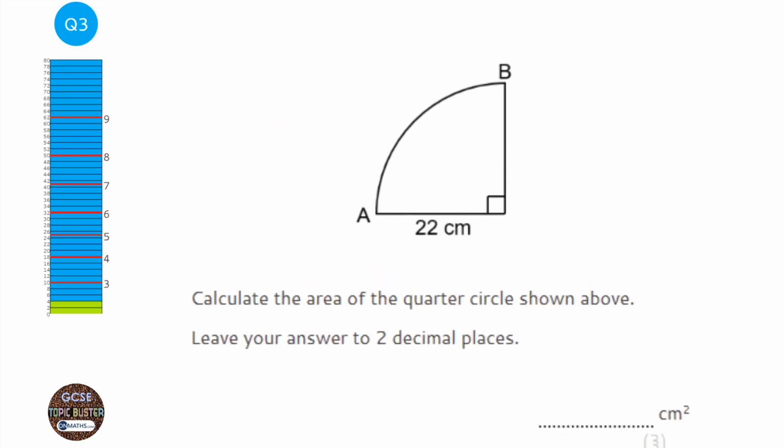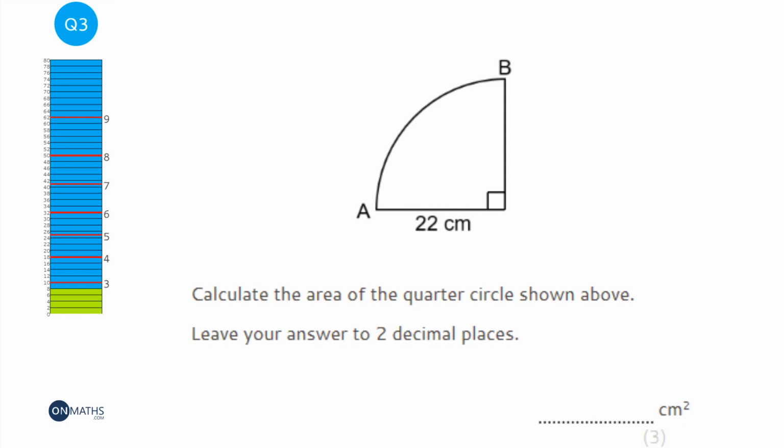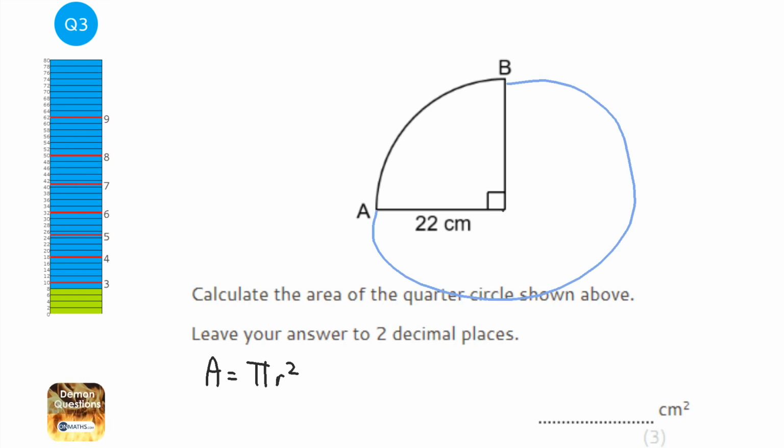So for this question, we just need to remember the area of a circle. Now the area of a circle is going to be pi r squared. Now that's the area for a full circle, my dodgy circle there, but we only have a quarter of it. Now if you have a look, that length there, the 22 centimeters, is going to be the radius of a full circle if I drew the circle properly.